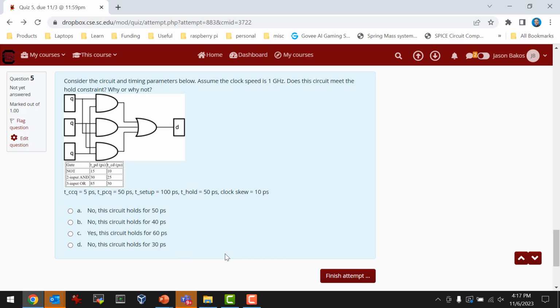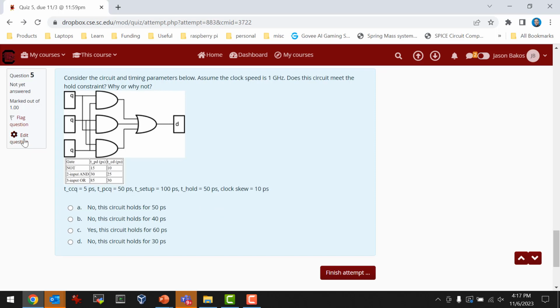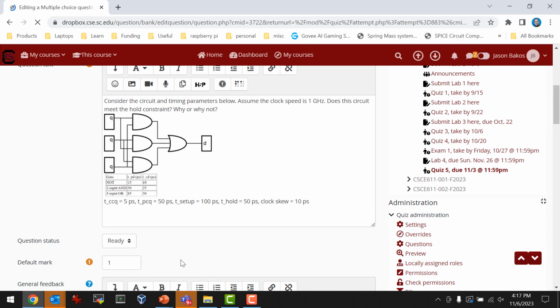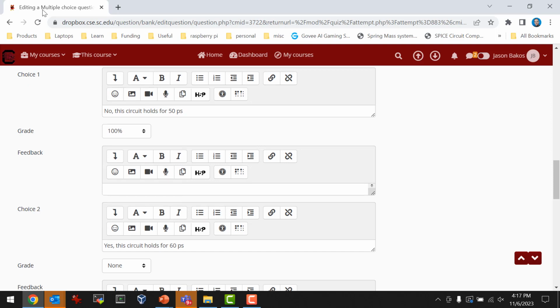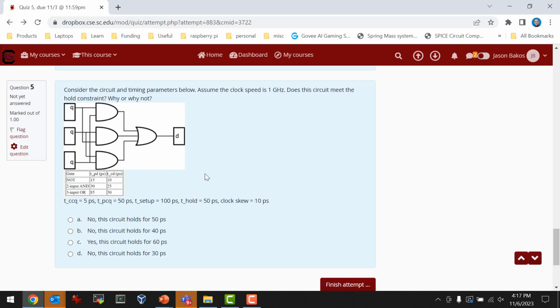So we're going to add up these guys. 5, 25 is 30, plus 30 is 60, plus 10 is 70. So what is the answer there? I'm sorry, not 70, it's 60, right? Subtract 10. So the answer is no, the circuit holds for 50, right? Well, 50 plus 5 plus 25 is 30 plus 30 is 60. Did I get that one? Is that answer wrong? Did I screw that up?